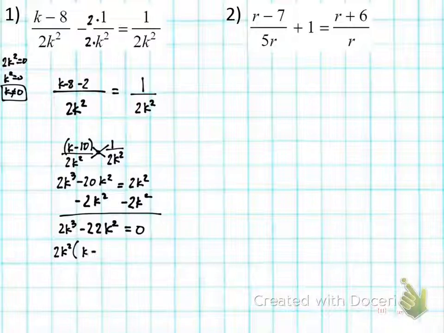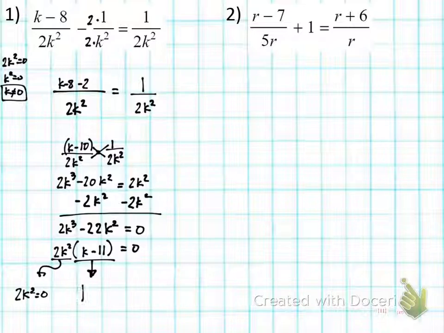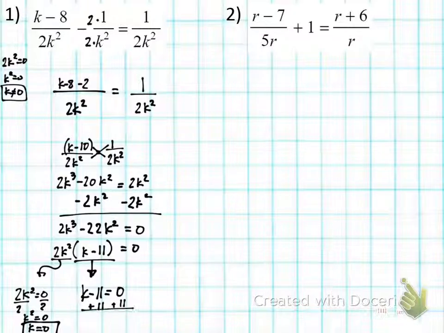So we got 2k squared times k minus 11 is equal to 0. I'm going to use the zero product property. I'm going to say 2k squared is equal to 0 and k minus 11 is equal to 0. So divide both sides by 2. So k squared is equal to 0, therefore k is equal to 0. And then the second one, I got k minus 11. Add 11 to both sides. You got k is equal to 11.